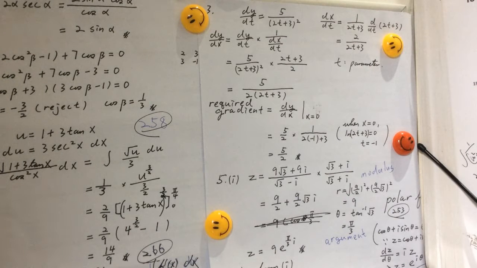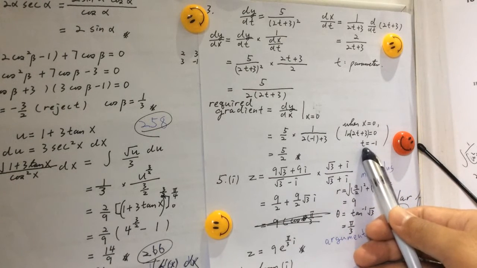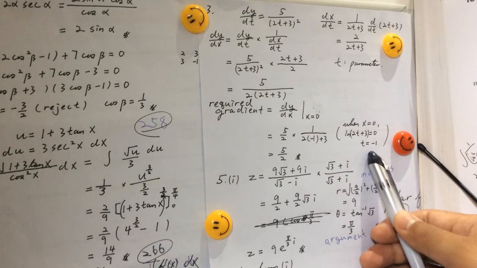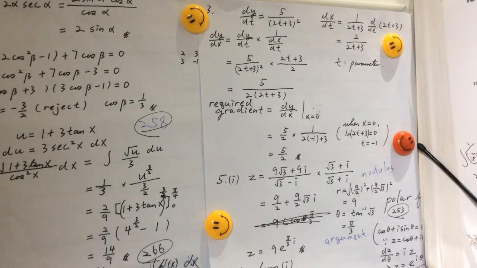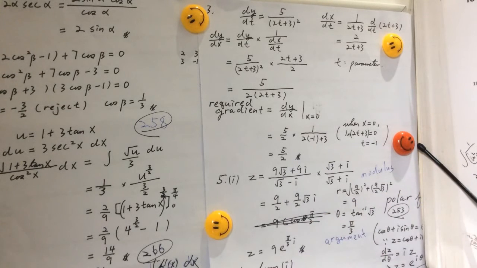So the required gradient is when x equals 0, because the curve crosses the y-axis. It means that x equals 0. So when x equals 0, t equals -1. And then put t equals -1 into the expression. Then we're able to find dy by dx when x equals 0, to reach the required gradient. That is question 3.